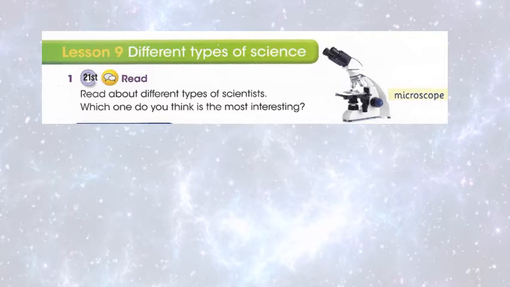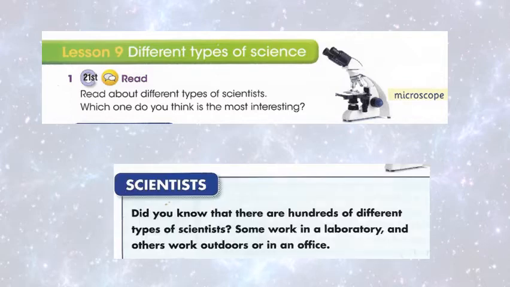Read about different scientists. Which one do you think is the most interesting? Do you know that there are hundreds of different types of scientists? Some work in a laboratory and others work outdoors or in an office.